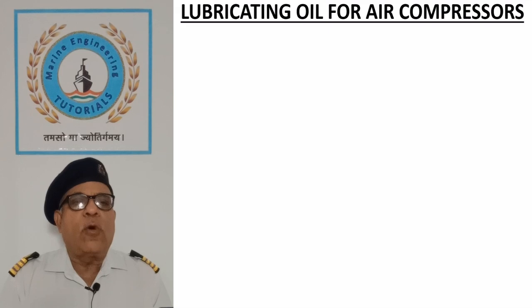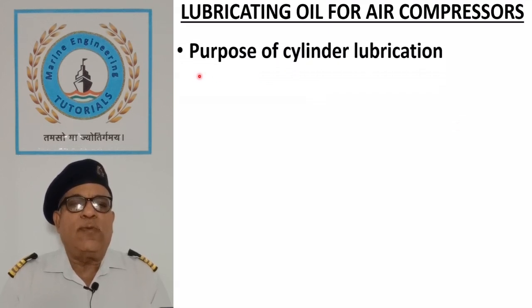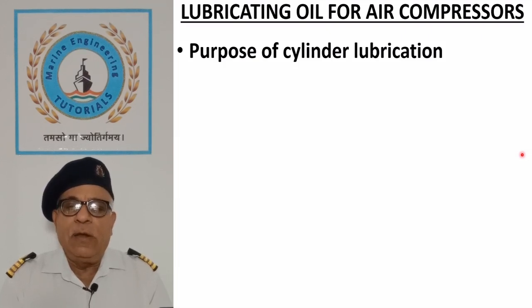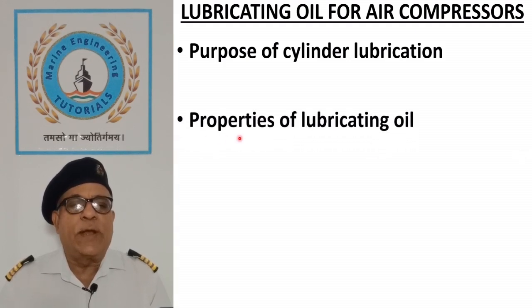Lubricating oil for air compressors. Purpose of cylinder lubrication. Lubrication of cylinder liner is most essential to form the seal between piston ring and liner, to reduce friction and prevent their seizure. Properties of lubricating oil. Lubricating oil used for air compressors should have the following properties.